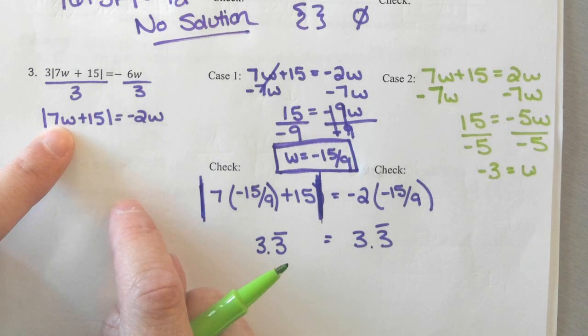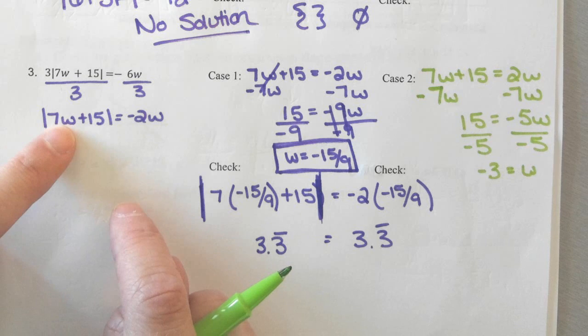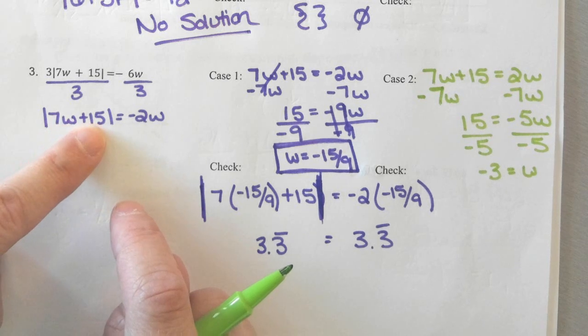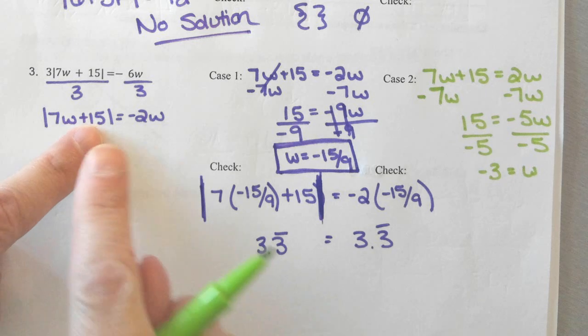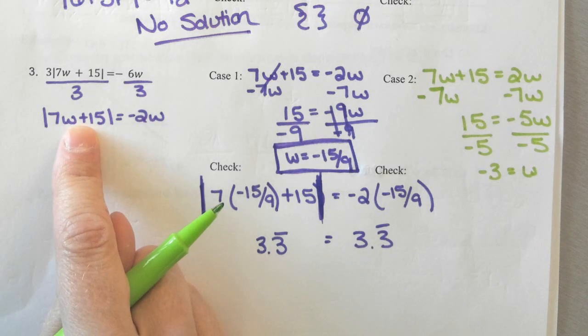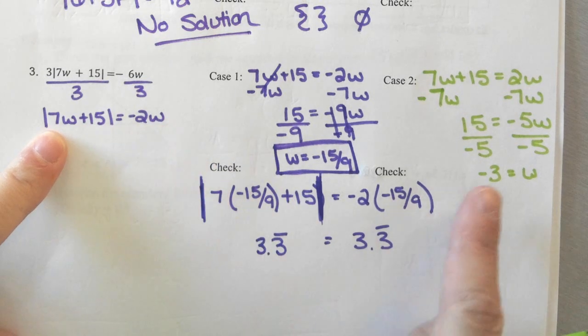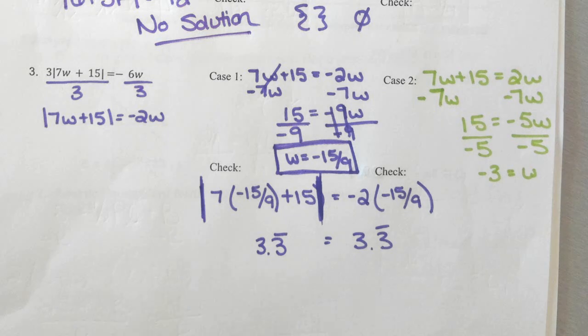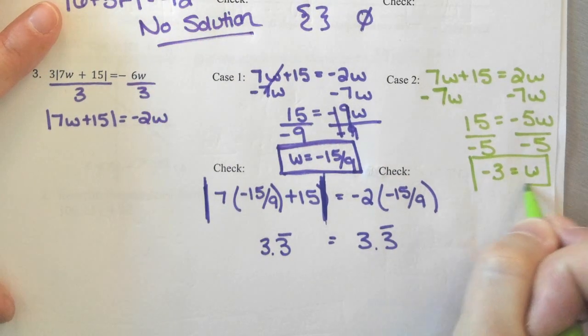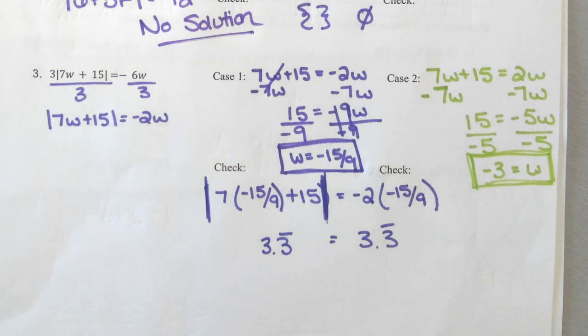7 times negative 3 is what? Negative 21. Negative 21 plus 15. Negative 6. But then when you take the absolute value, it's 6. So I get 6 on the left side. Negative 2 times negative 3. 6. And so that one worked too. So we have 2 solutions this time. So we encountered one of each. We encountered a 2 solution problem, a no solution problem, and a 1 solution problem as well.